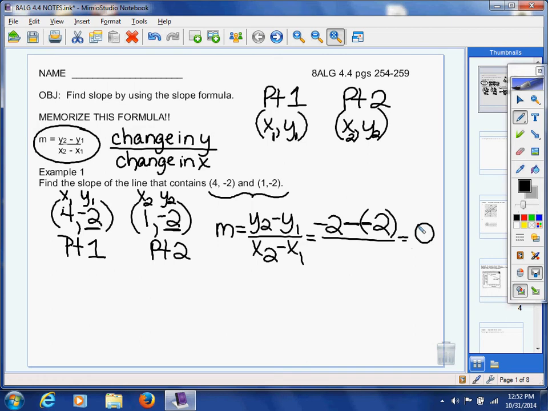Okay, let's go to the x's. X sub 2 is +1 minus, what's x sub 1? 4. What's 1 minus 4?